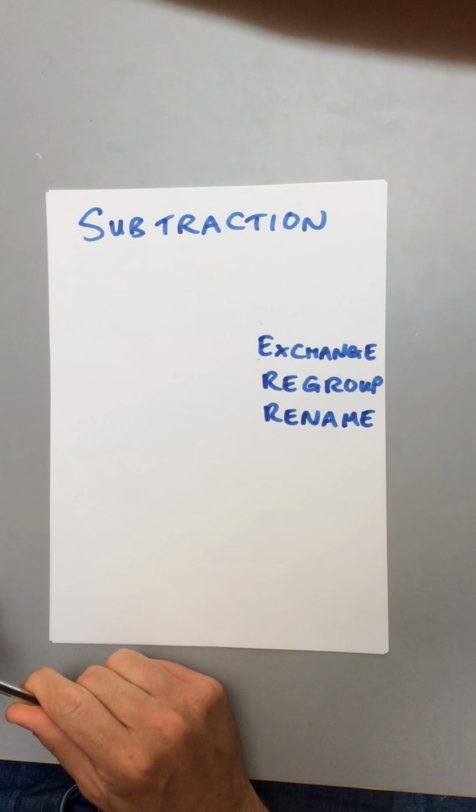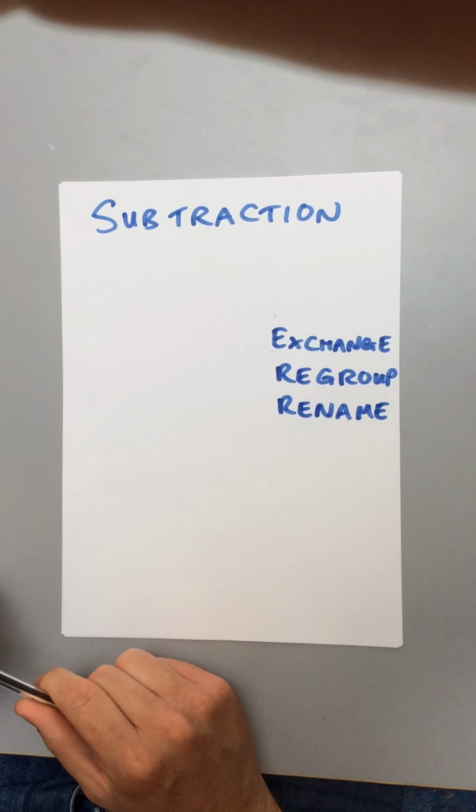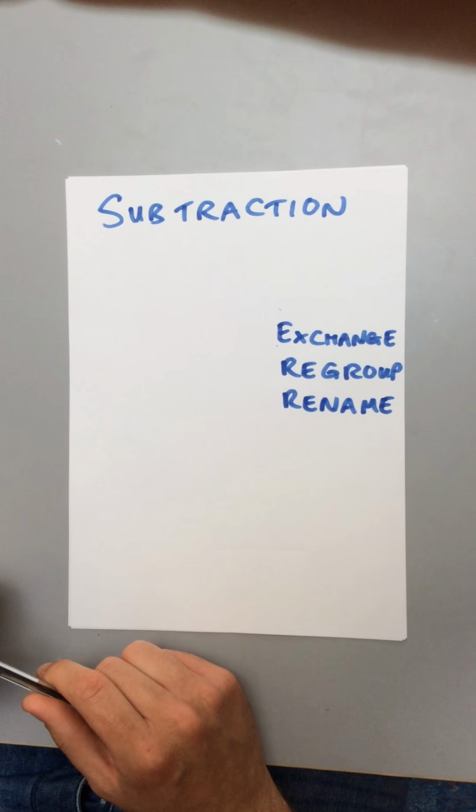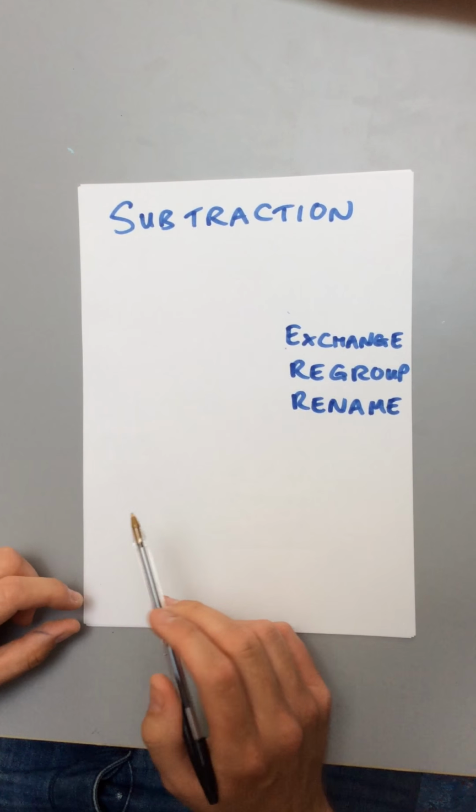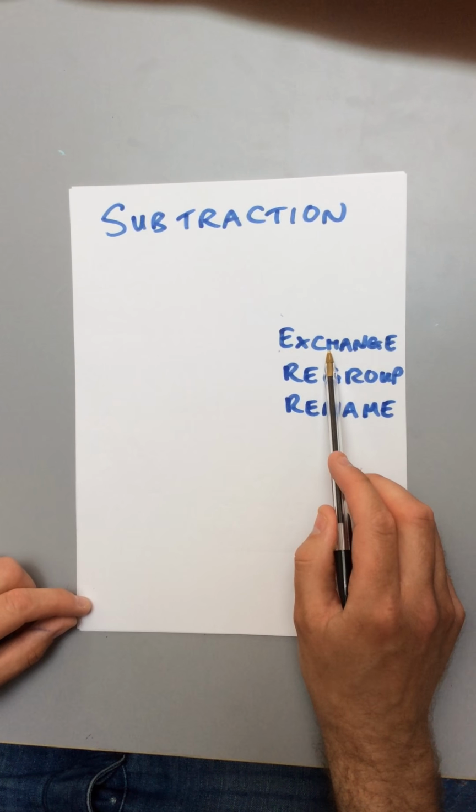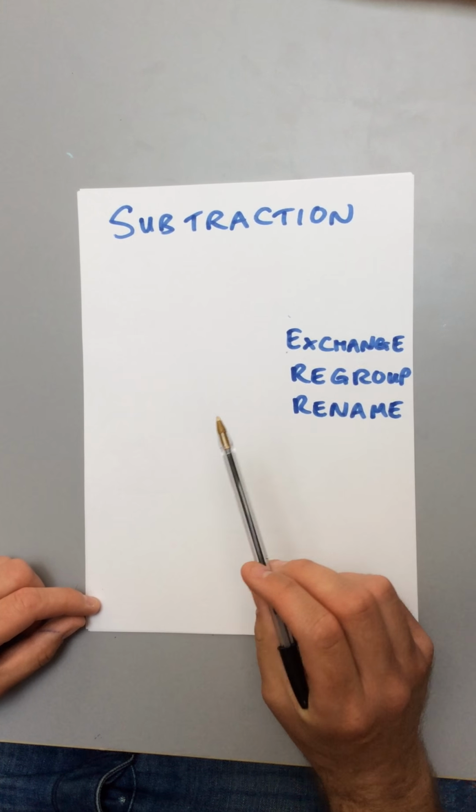I will now demonstrate how subtraction sums should be completed using the standardised language we use in Parteen National School. The key vocabulary of this will be the words exchange, regroup and rename.